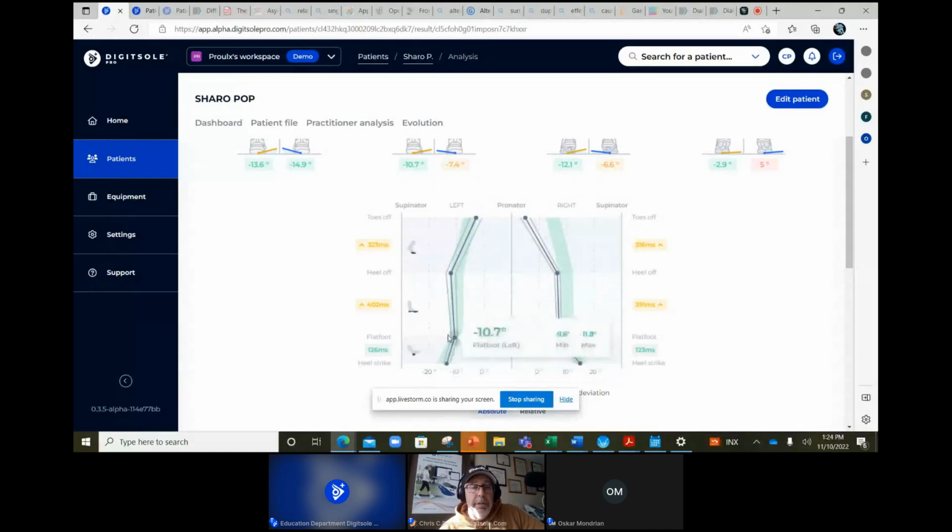So let me comment on these two thin lines on either side. So the two thin lines, right? So that's the variability.